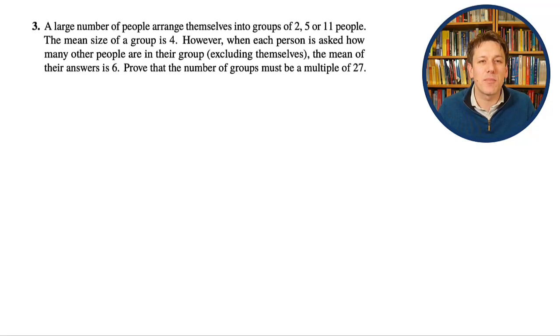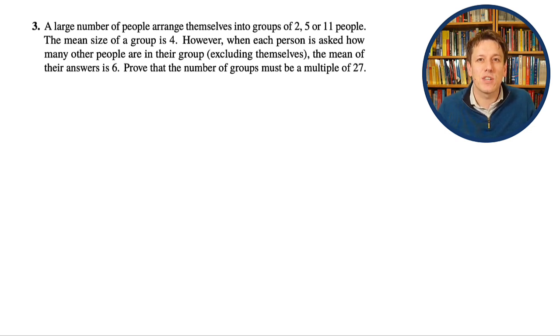Averages problems don't get much harder than this Olympiad problem from the Hamilton Olympiad. We've got a large number of people who arrange themselves into groups of 2, 5 or 11. The mean size of a group is 4. Then when each person is asked how many other people are in their group, excluding themselves, the mean of their answers is 6. Prove that the number of groups must be a multiple of 27.